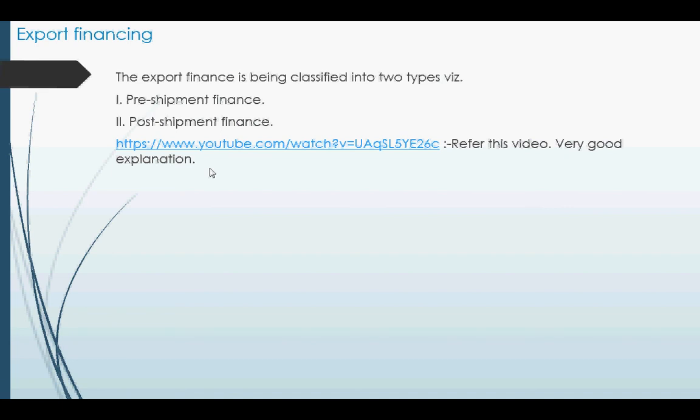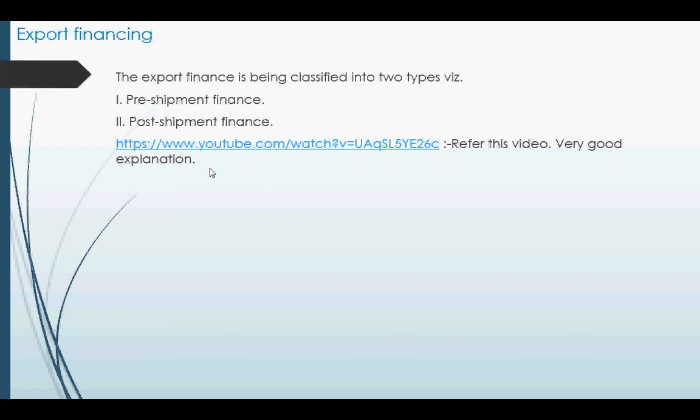And now let's begin with export financing. As we know, an exporter needs finance. The finance needed by exporters could be classified under two heads. One is pre-shipment finance. Before shipping the goods, for working capital requirements, the exporter requires finance, or funds, or capital.